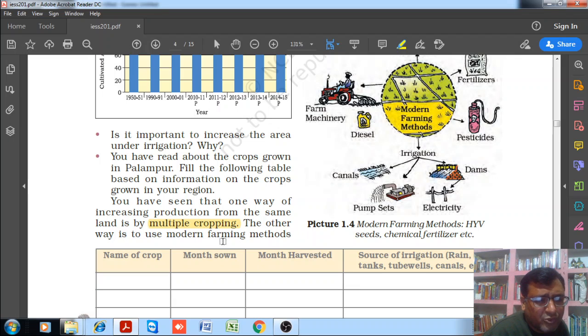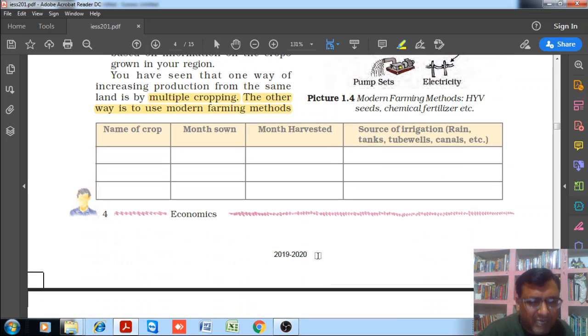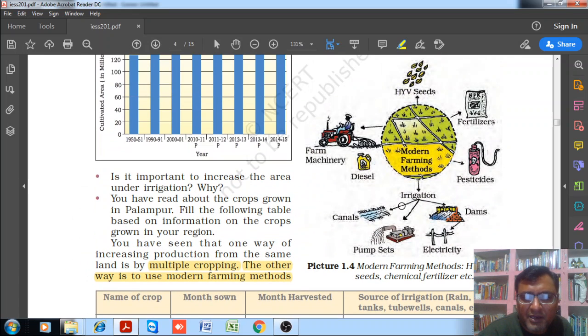The other way is to use modern farming techniques. The other method to increase farm production from the same land is using modern farming methods. What are the modern farming methods? This is the table which you have to complete on your own, and you can find the answers from the given text. So in the picture, these are the modern farming methods. You can see all such modern farming methods at a glance. Number one is HYV seeds, that is high yielding varieties of seeds.